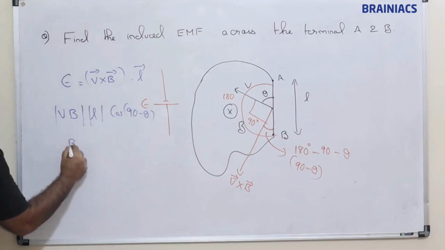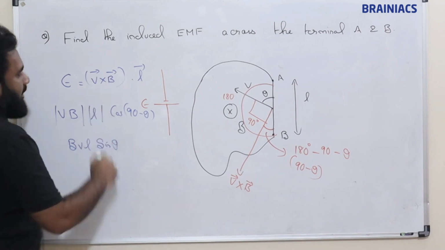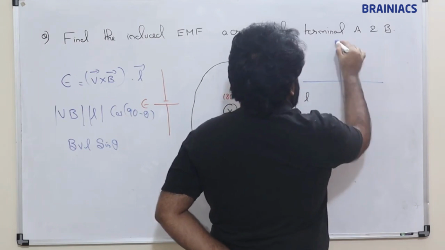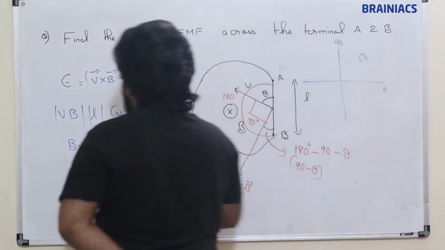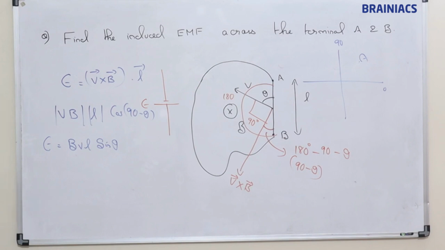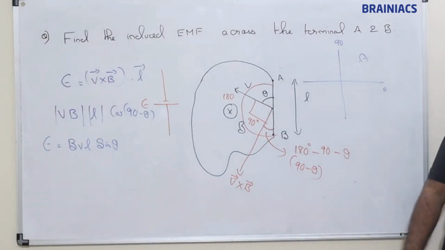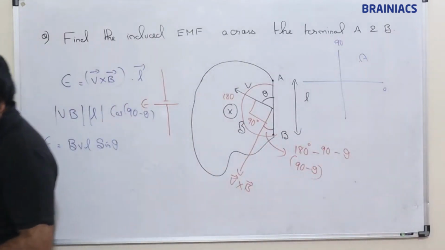So BVL cos(90 minus theta) is what? Sin theta. 90 minus theta means here all are positive. So EMF is nothing but BVL sin theta. So it is very important to understand how it is to be taken.